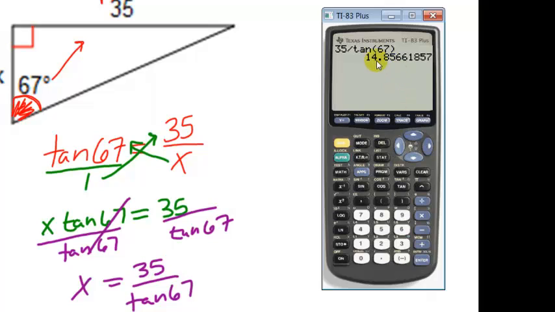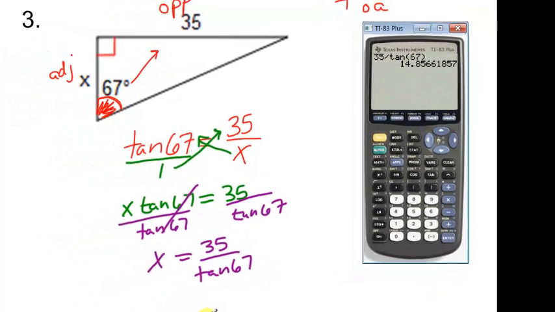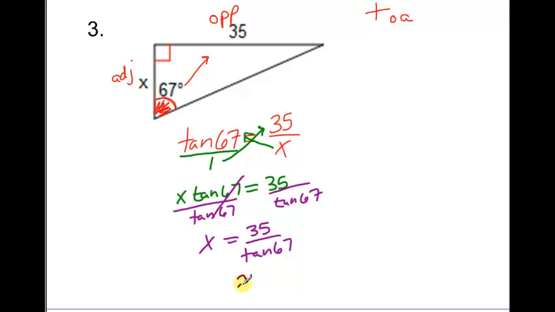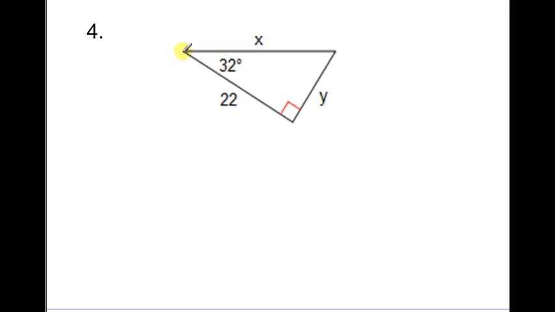And round that to the nearest tenth. It looks like it's about 14.9. All right, that's our x value. You can do this stuff.